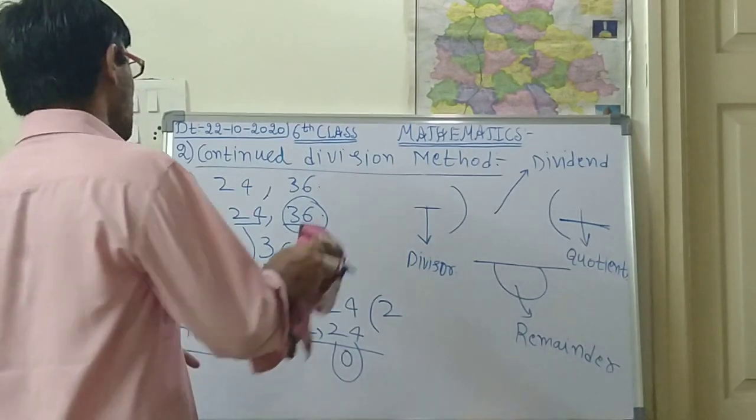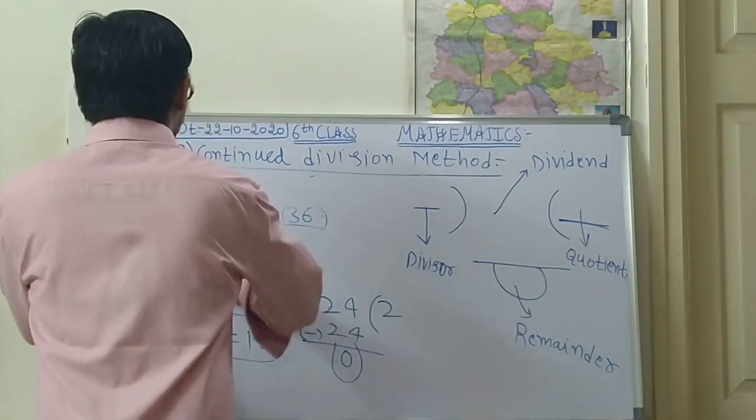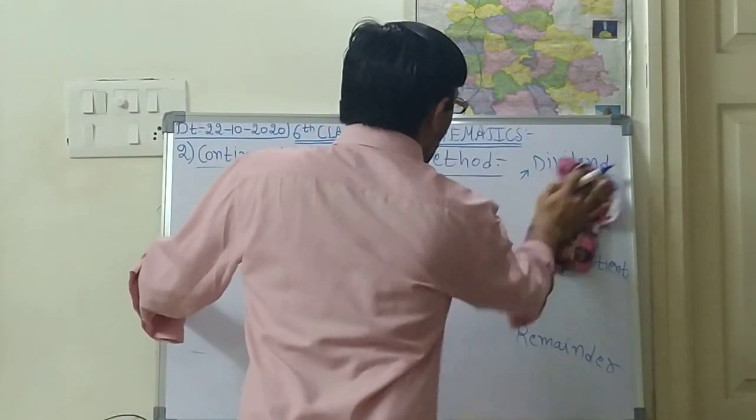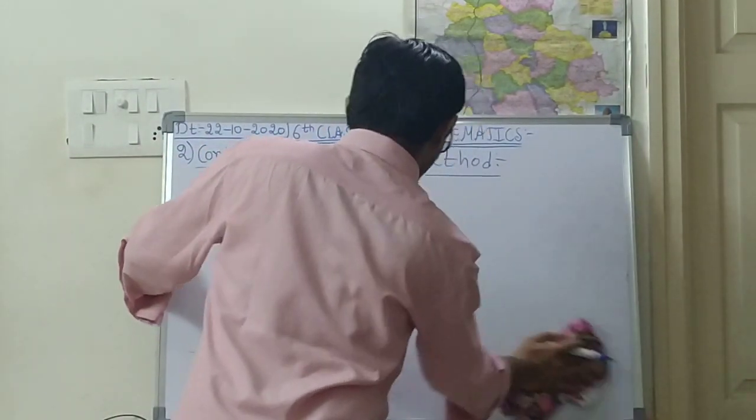So now we shall see one problem regarding that. Suppose three numbers are there. We shall see.